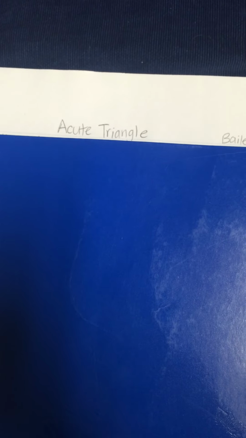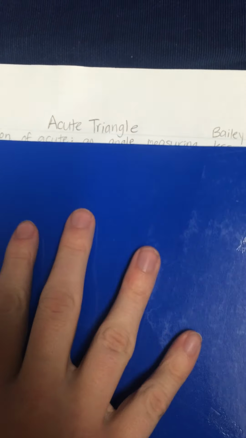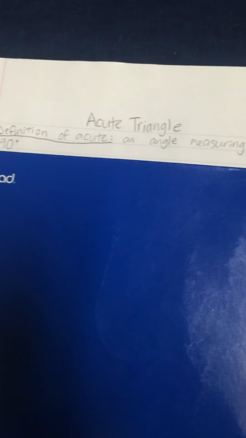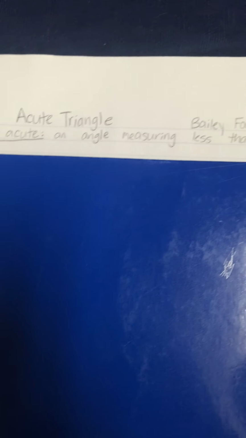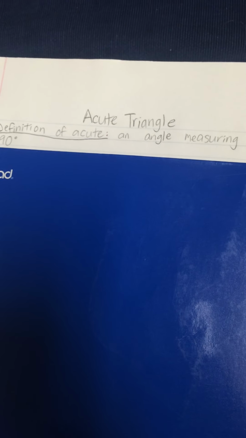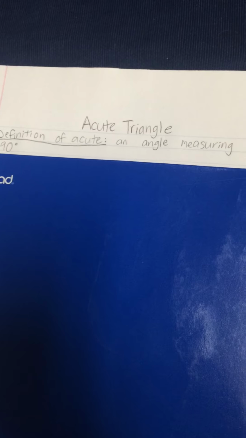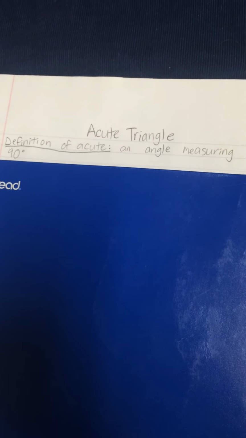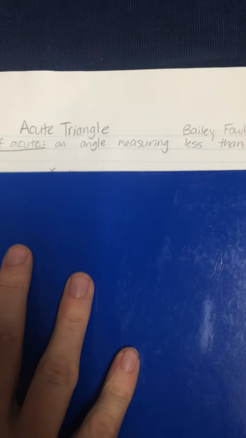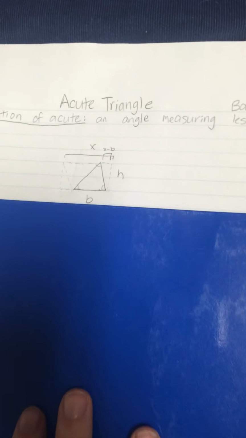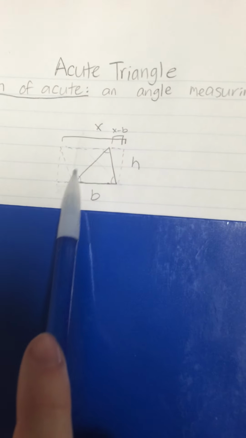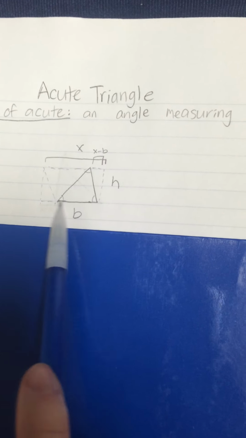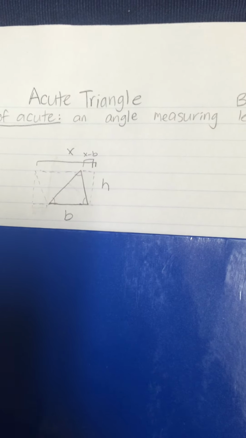Now before we start, we're going to look at the definition of acute. An acute angle is an angle measuring less than 90 degrees. So a right triangle is 90 degrees exactly. Acute is less than 90 degrees, and obtuse, just like our last video said, is greater than 90 degrees. So we have an example right here. If you look at this triangle, none of the angles are greater than 90 degrees.